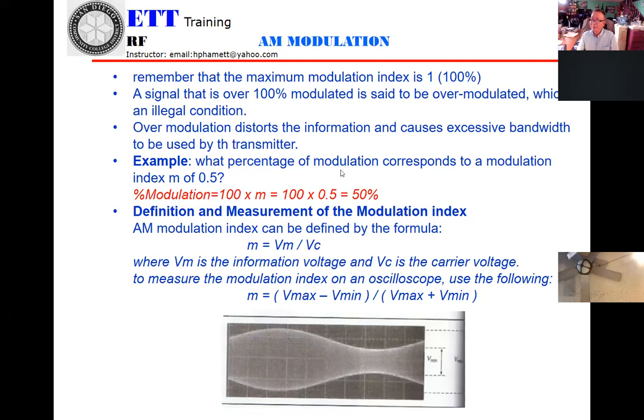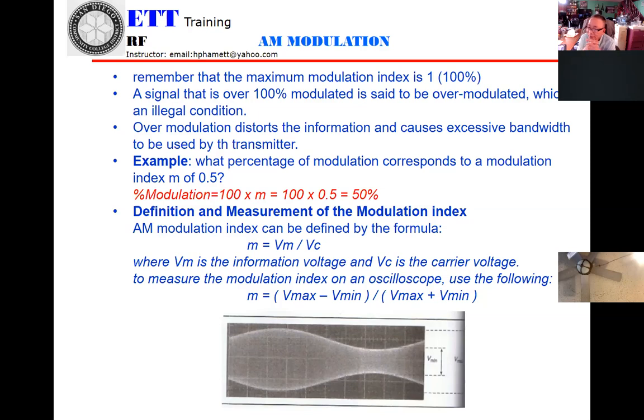Remember, the maximum modulation index is 1, equivalent to 100% modulation. A signal that is over 100% modulated is said to be overmodulated, which is an illegal condition. Overmodulation distorts the information and causes excessive bandwidth to be used by the transmitter.